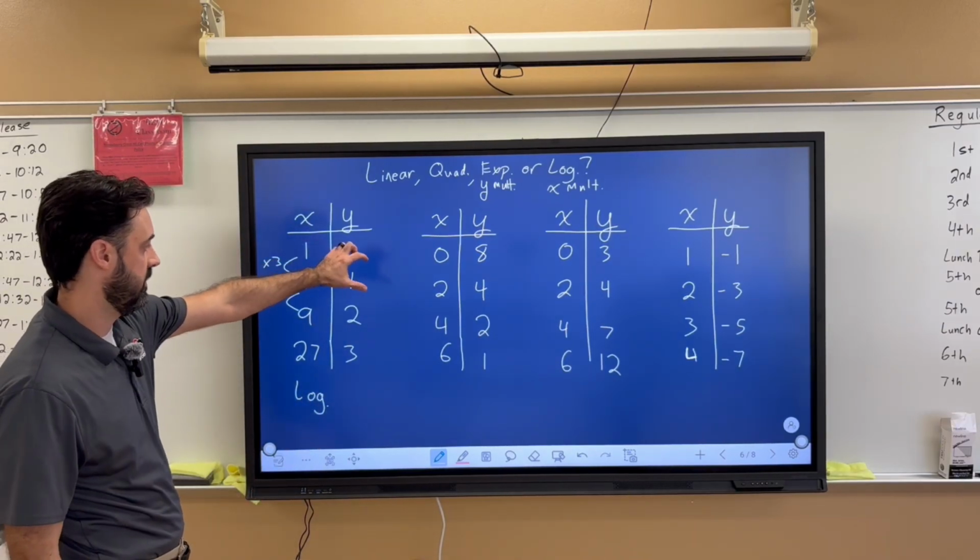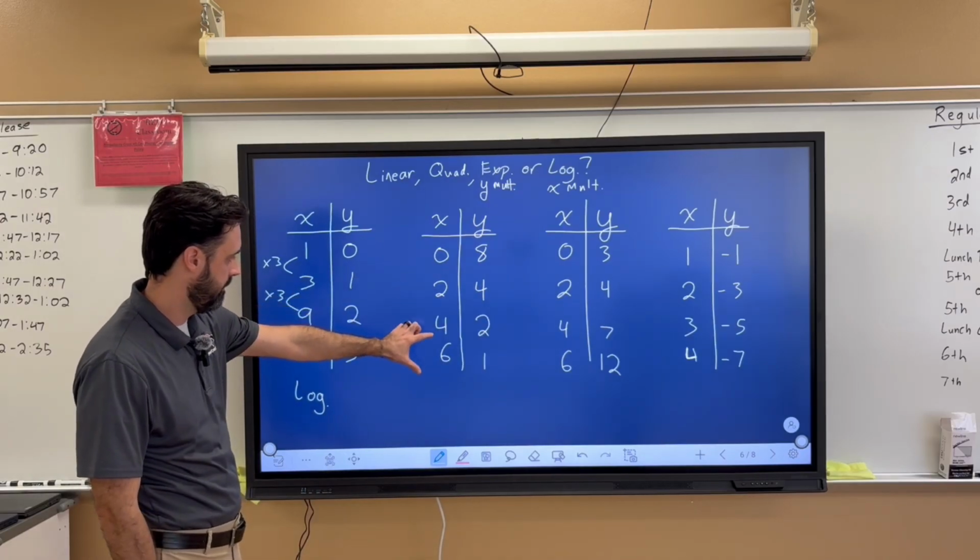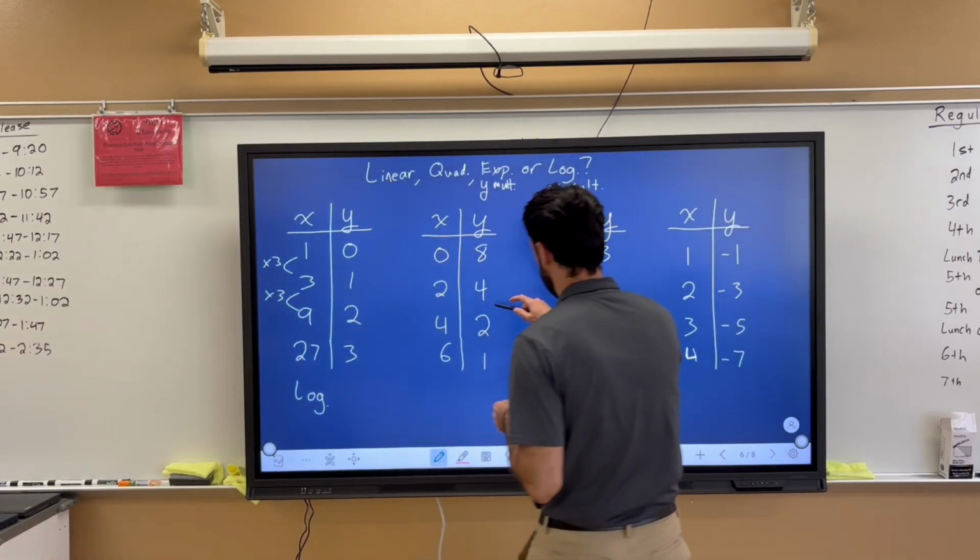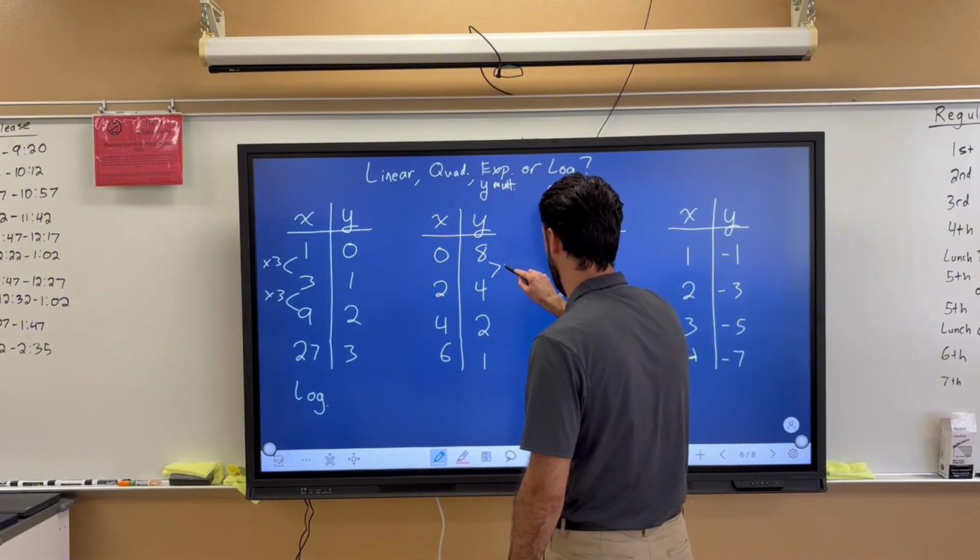The second table, so let's see, the x's, we're just adding 2. But the y's, they're being divided by 2, or in other words, times 1/2.